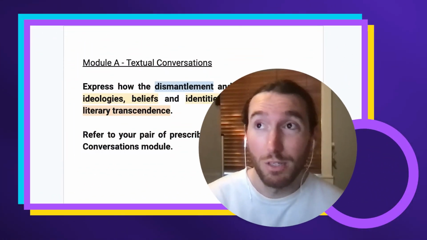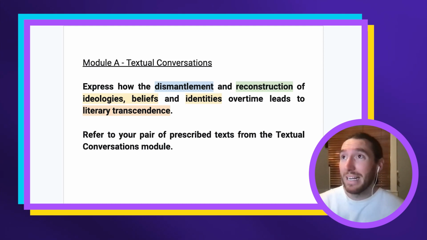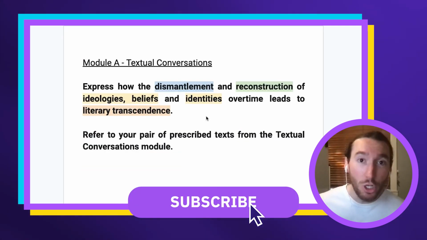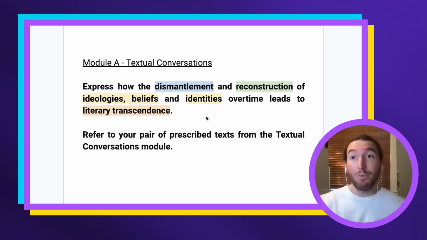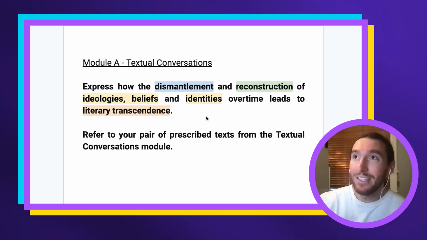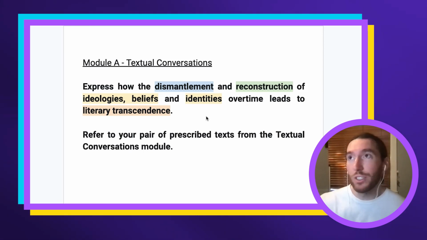Let's have a look at the first response here. Right here, we're looking at a Module A response for textual conversations. So this is going to be based on Plath and Hughes. So if you're studying Plath and Hughes, or you're just studying a comparative study generally, this feedback should be very useful. We're looking at an English advanced pairing for Module A textual conversations.